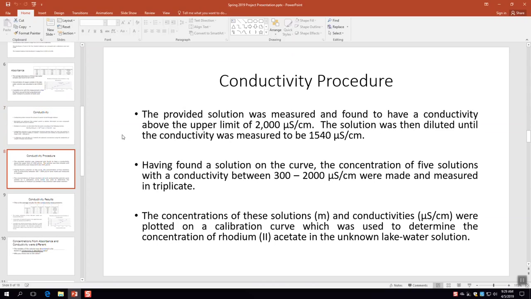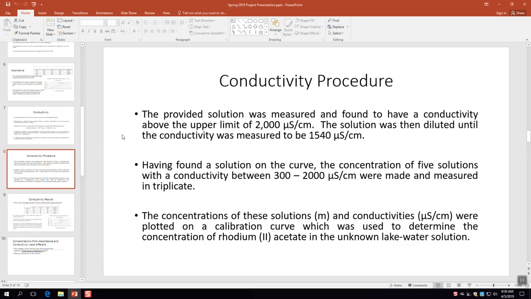So what we did was we took the provided solution, we measured the conductivity, and it was well above the upper limit of 2000 microsiemens per centimeter. So we diluted the solution until the conductivity was measured to be 1540 microsiemens per centimeter. Once we had that solution's concentration and conductivity measured, we were able to calculate what concentration should have a conductivity around 2000 microsiemens per centimeter, and then we were able to make our curve using 5 solutions with conductivities between 2000 and 300 microsiemens per centimeter.